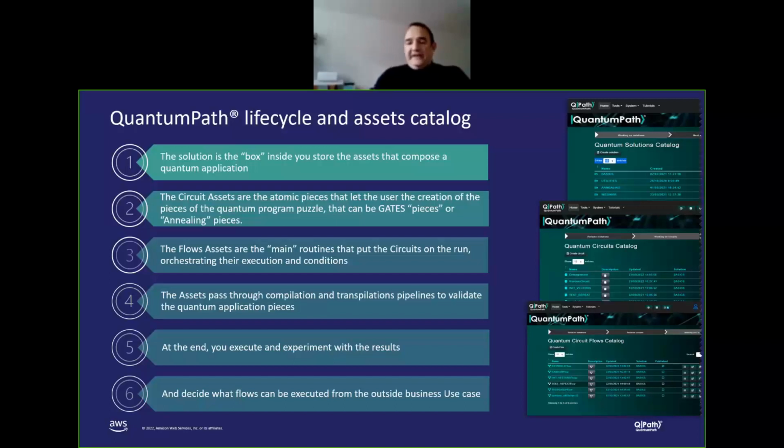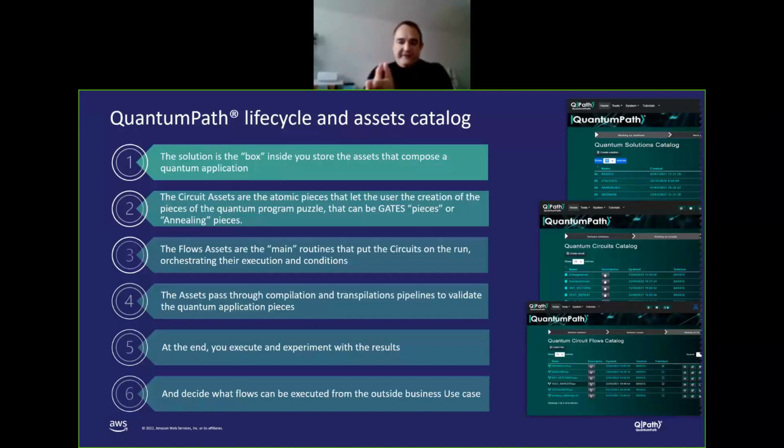When you create the circuits, you are storing your assets in the catalog. When you create the flows, you correlate your assets in one main program. And at the end, with this information, the flow is your main program. It's the most important part.